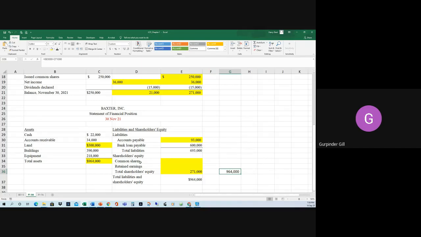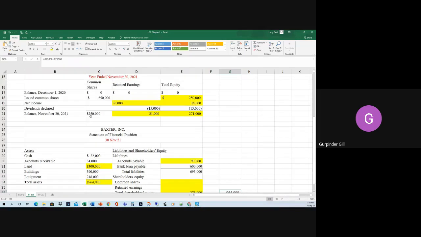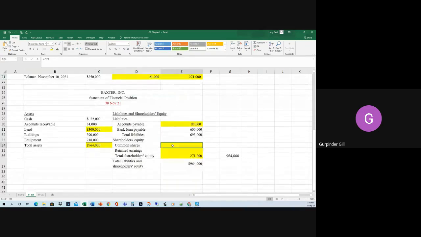The common shares and the retained earnings, remember the flow of your information. The information is flowing from one statement to the other. So if I scroll up here, you said your common shares were $250,000 and your retained earnings is 21,000. So let's bring that information forward. It's already calculated, and that is how the information flows. That's why we make these financials in the same order.